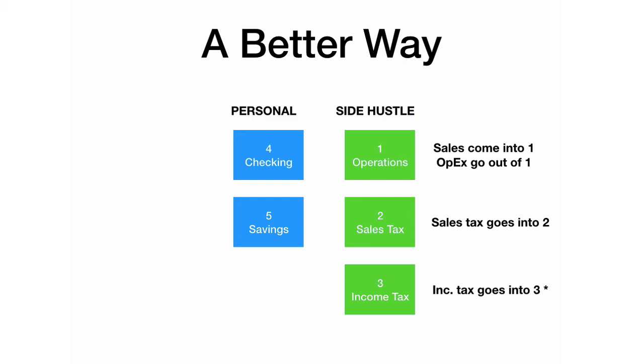Now, the best part about this is simple. It means that you can go to your personal checking account, account number 4, at any point in time, and without having to consider a darn thing, you know that any money in that account is yours to spend. All right? You can go and look in your savings account, and any money in that savings account is yours to spend, although I would recommend you leave it there because that's the point of savings.